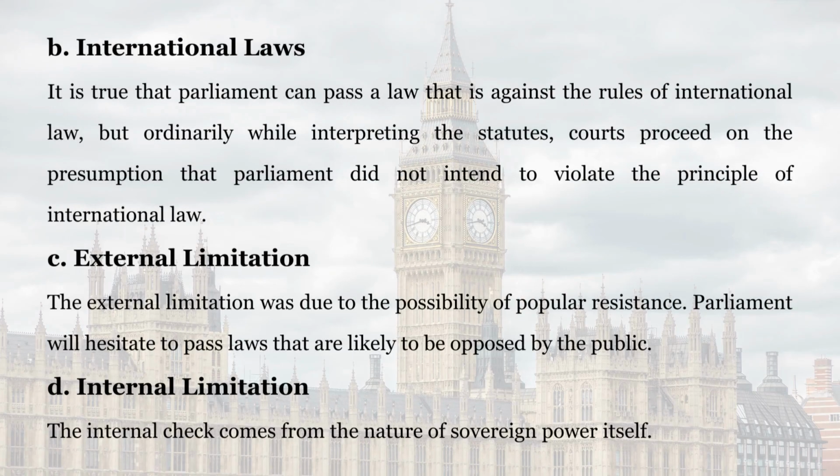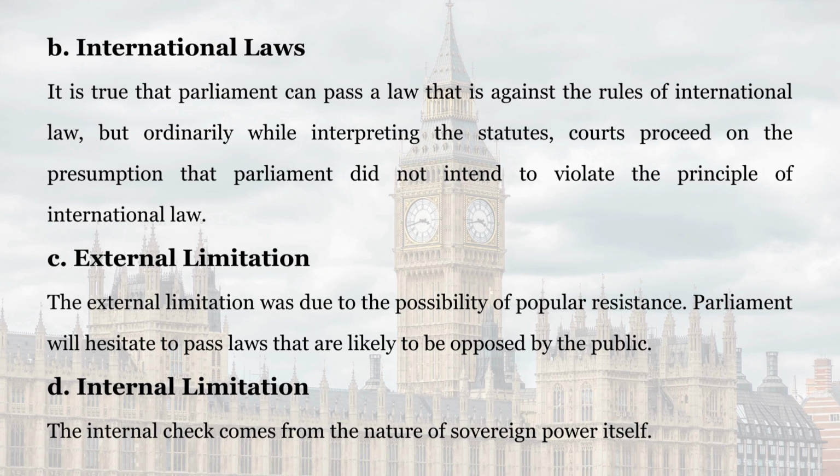B. International law. It is true that Parliament can pass a law that is against the rules of international law, but ordinarily, while interpreting statutes, courts proceed on the presumption that Parliament did not intend to violate the principles of international law. C. External limitation. The external limitation was due to the possibility of popular resistance. Parliament will hesitate to pass laws that are likely to be opposed by the public.